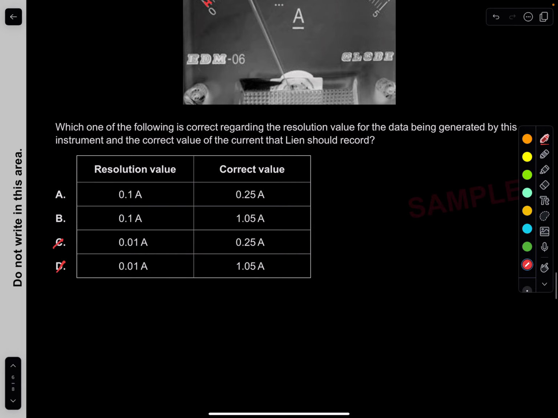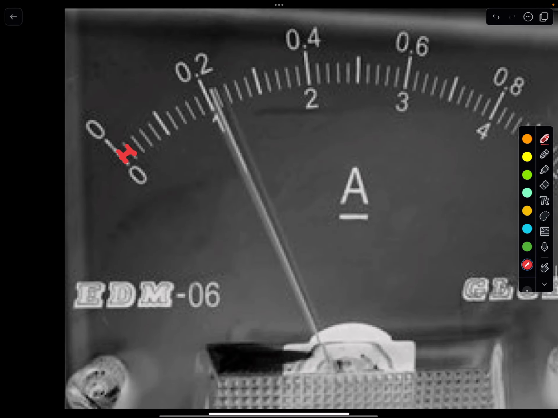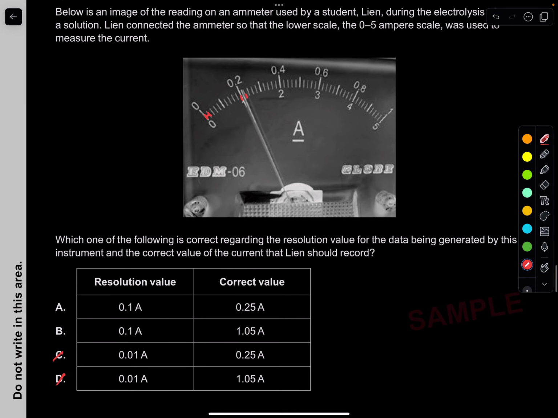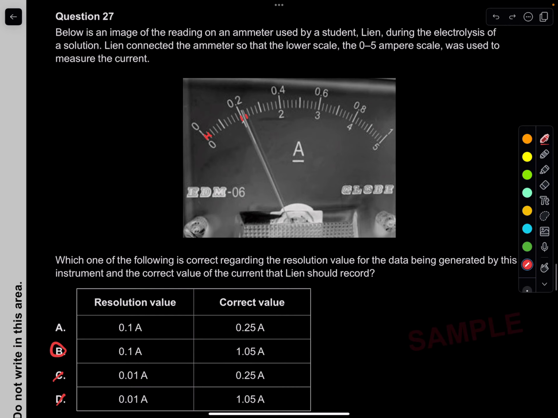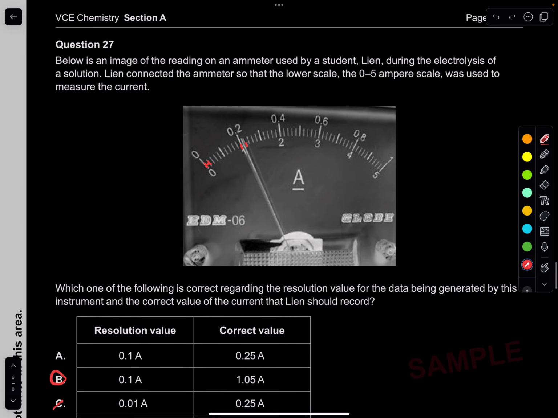So it's not C and D. Now, what's the correct value? Well, let's have a look at it. You can see it's 1 to 1.1. So it's 1.05 or something. So B looks right. This one's rubbish. Look at this one, they're trying to trick you here. Be careful, they're trying to use the top scale. Use the bottom one. They told you to use the lower scale, not the top scale. So just be careful with the wording here. Easy. Nice question.